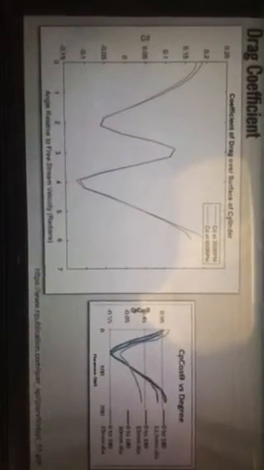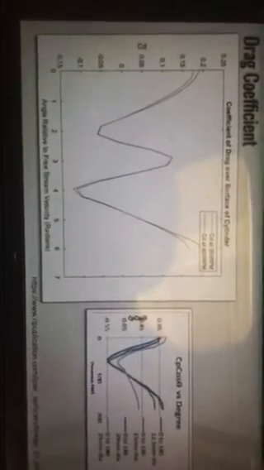However, the graph is not completely symmetric. As you can see, it's lower at the bottom surface of the cylinder at 3 pi over 2, and that basically means that the lifting force is greater because the pressure difference is greater on the bottom of the cylinder.